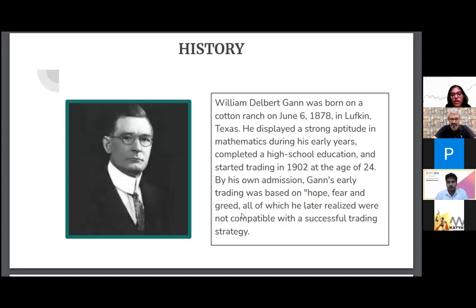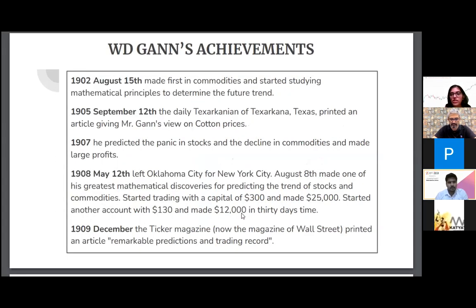Now, before learning about his tools, let's talk about his achievements as well. There are a lot of his achievements listed. However, I won't go through all of them. One of his greatest achievements and most public trades was the September wheat trade of 1909. Mr. Gann was able to predict that the price of wheat would reach $1.2 before the end of the contract, even though the price was nowhere near the level the day before.